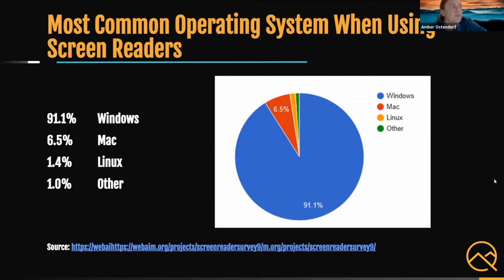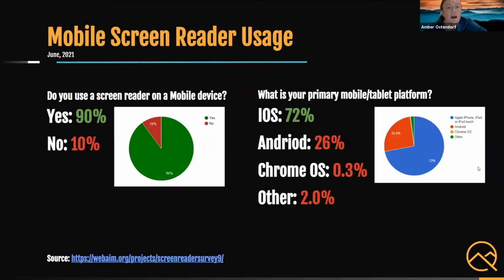And then the next thing, so what operating system are they most likely to use? Most accessible users are in Windows by far. About 91% of users prefer to use Windows. And that's why most of the screen readers are geared towards that audience. And then when it comes to mobile, about 90% are using a screen reader on a mobile device, but most are using iOS over Android. So they're going to be using that VoiceOver screen reader.